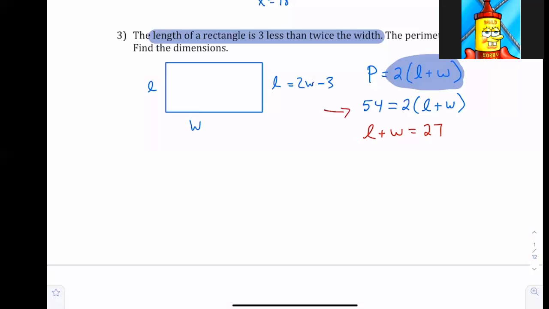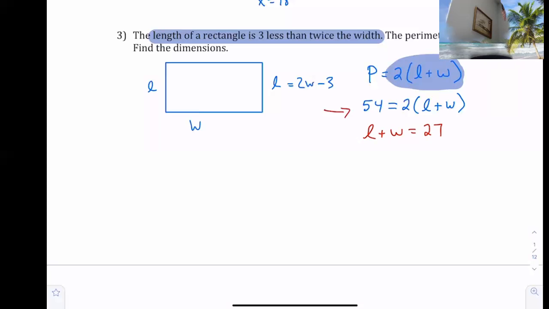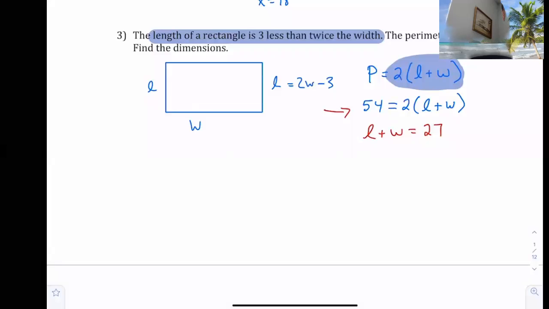Together, add up to 27. Is that a problem? We've been doing perimeter since 5th grade. You should know that formula. All right. Now it's just a straight substitution. How do I know it is a substitution?